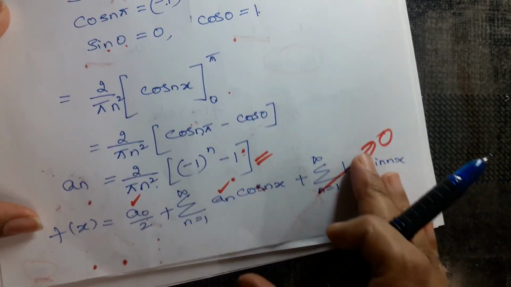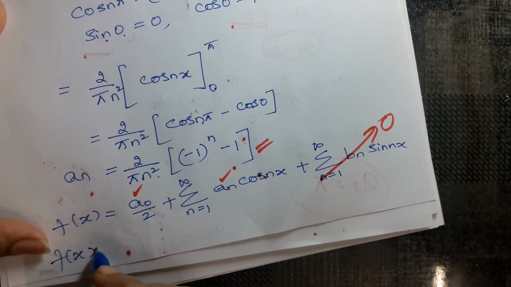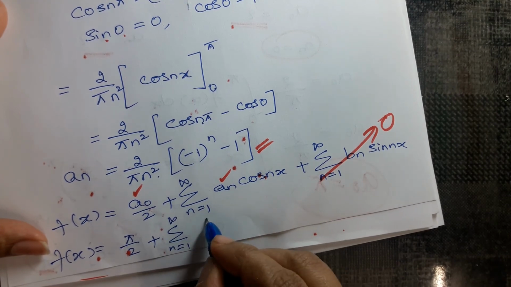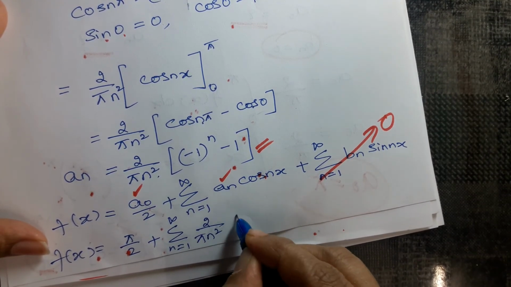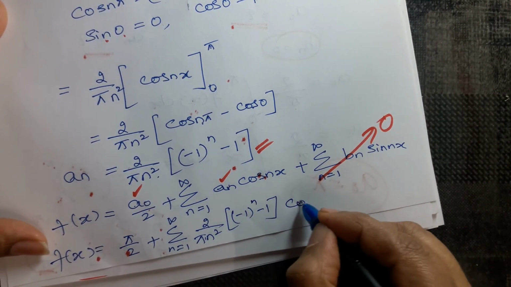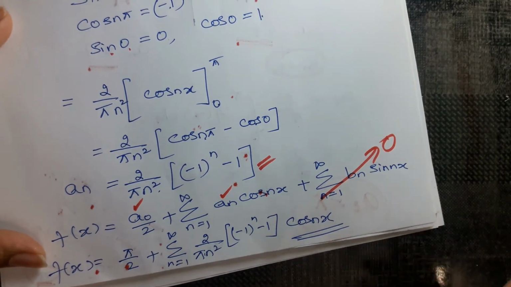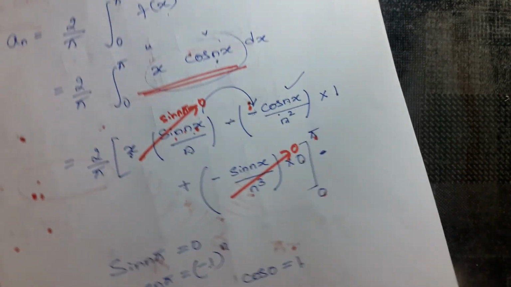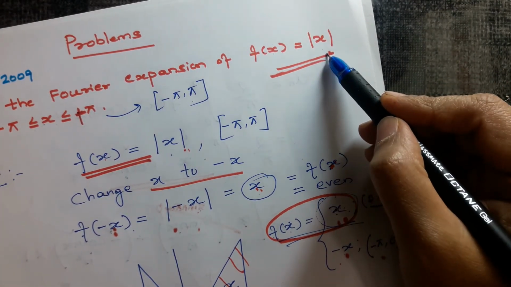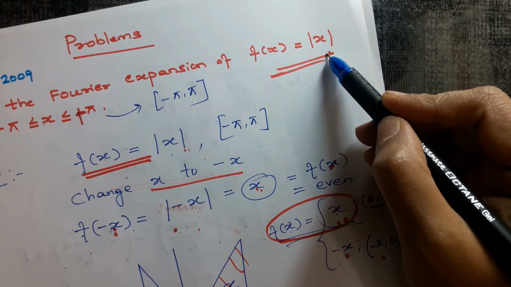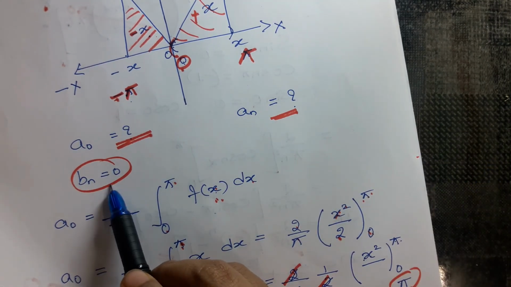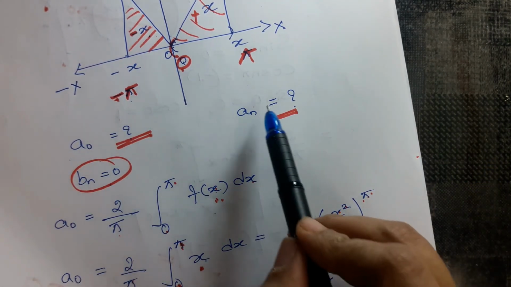So both the values I will substitute here. So f of x is equal to, a0 is pi, so pi by 2, plus summation 1 to infinity, an is 2 by pi n square into minus 1 to the power of n minus 1. This is the value of an multiplied by cos nx. Okay. So this is the Fourier series expansion of f of x equal to modulus of x. So remember, modulus of x is an even function, and since it is an even function, bn term becomes 0. You have to find out only a0 and an.